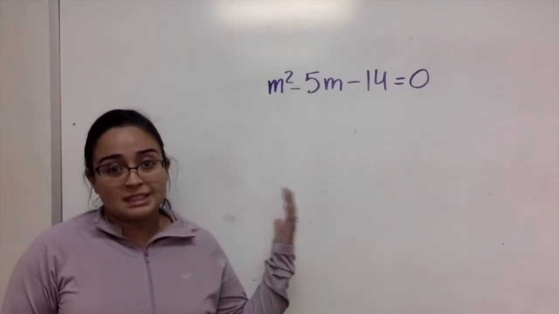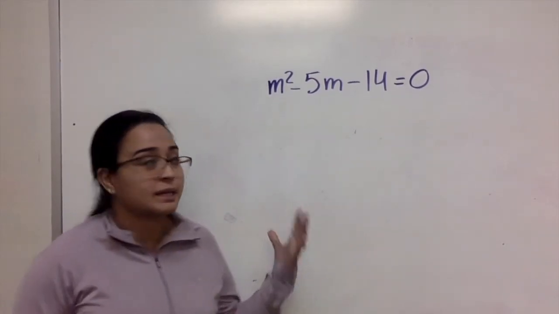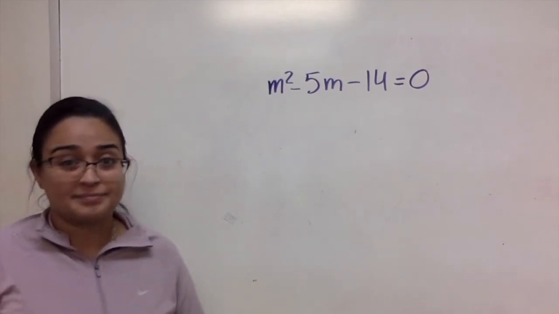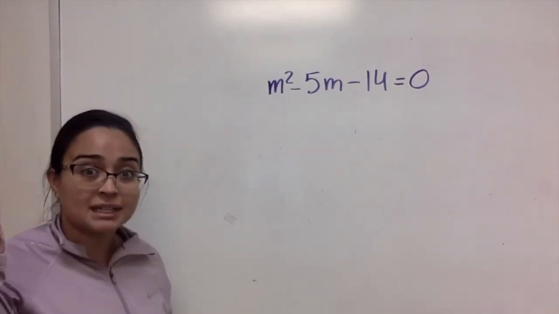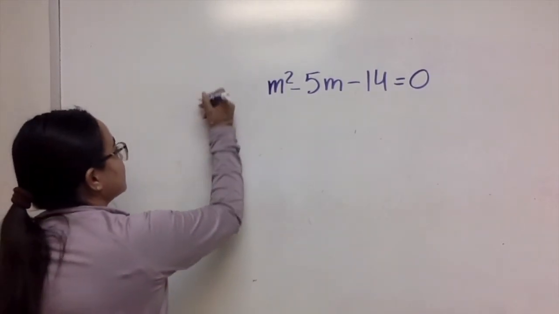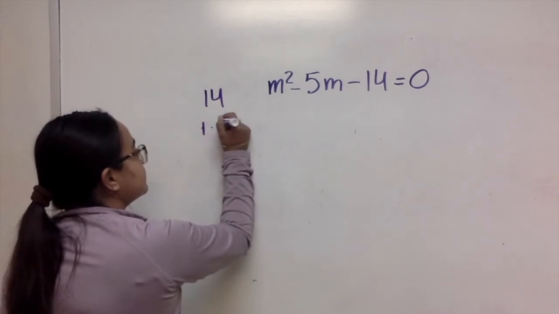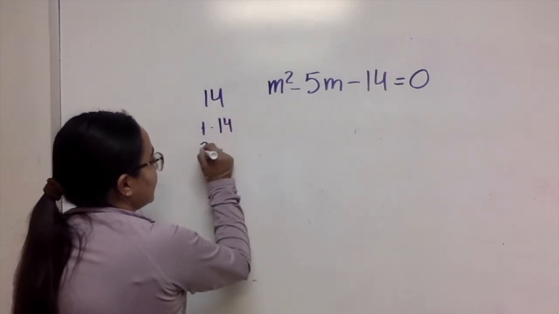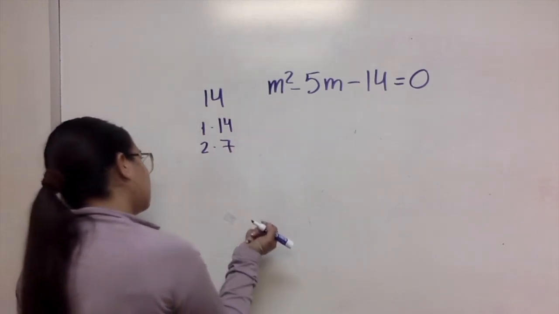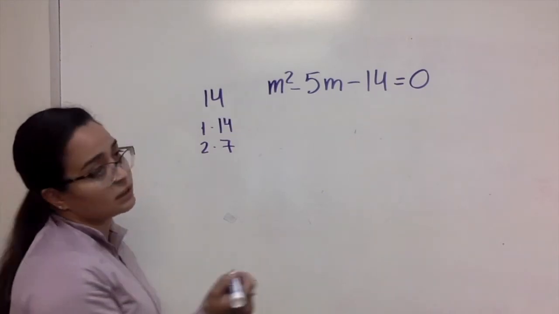Now let's go over this example together, starting off by factoring. Okay, we're going to start off with our 14. Keep in mind it is a negative 14. But first let's find our multiples. We have 1 and 14. We have 2 and 7. And I think that's about it for our multiples of 14.